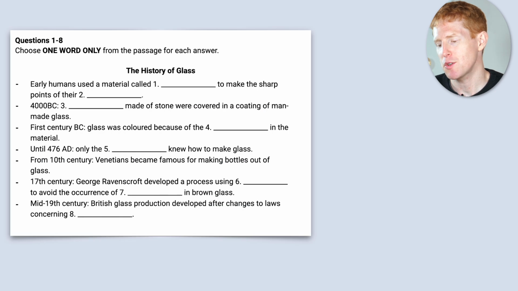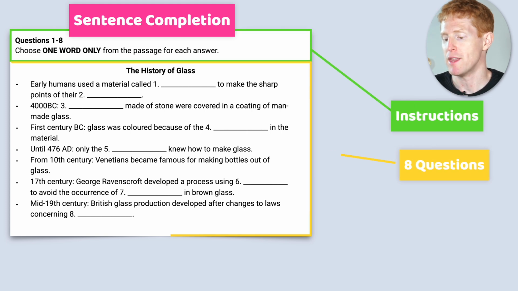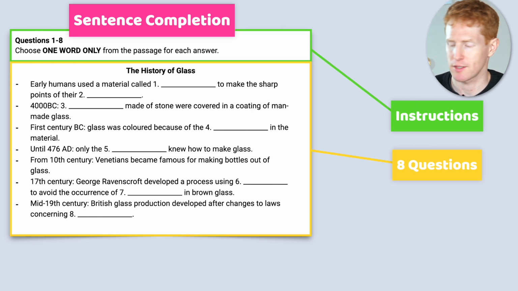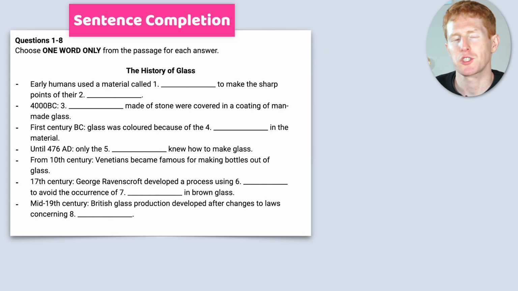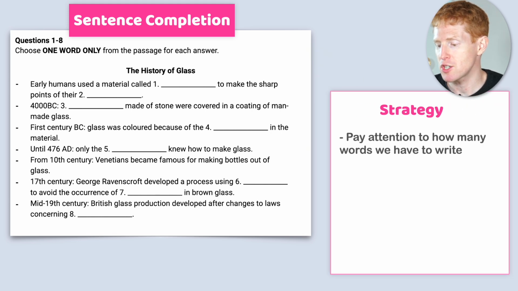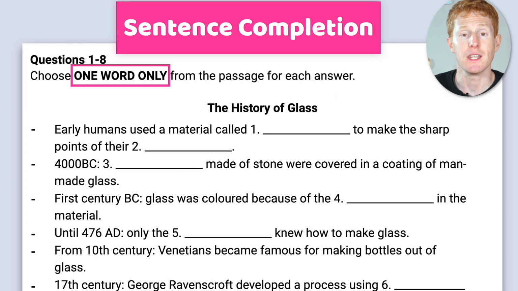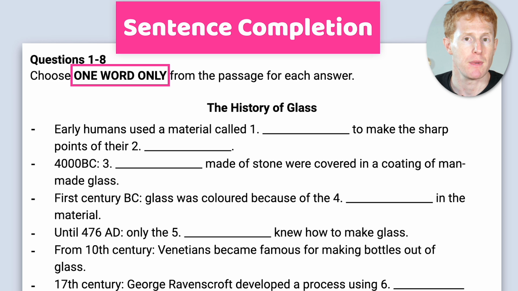Okay, let's now turn to the question. So this is a sentence completion task. We've got the instructions at the top, and then below that we've got our questions. What's going to be our strategy? Well, we first need to pay attention to how many words we need to write. We can find that here. In this case, it's 1 word only, but it might be something like write 2 words and or a number.